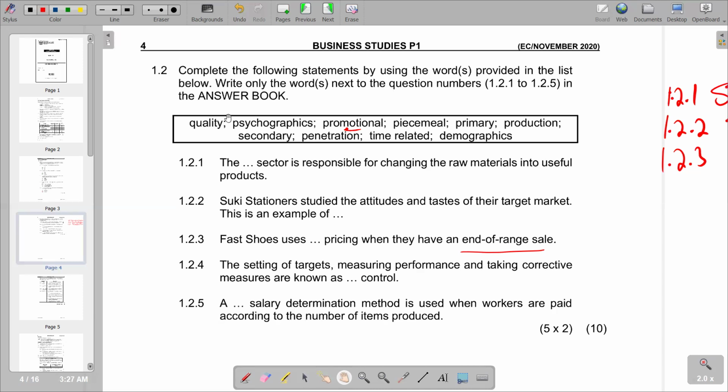We know that quality control is the process that a business uses to ensure that a product or service adheres to a predefined set of quality standards. During the process of making sure that the product adheres to the predefined set of quality standards, there are elements of taking corrective measures so that it comes in line. So 1.2.4, we are saying it's quality control. The response that we have there is just quality.